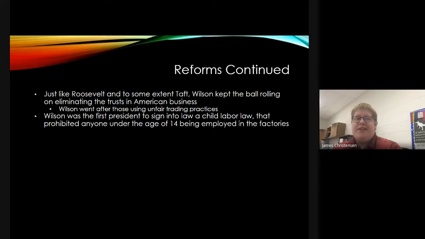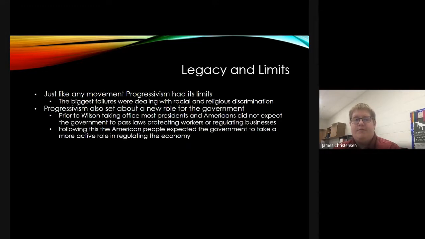So just like Roosevelt and to some extent Taft, Wilson had kept the ball rolling on eliminating trusts in American business. Wilson went after those using unfair practices, just like the 2 predecessors had. He was the first president to sign into law a child labor law that prohibited anyone under the age of 14 being employed in the factories and making sure that they went to school.